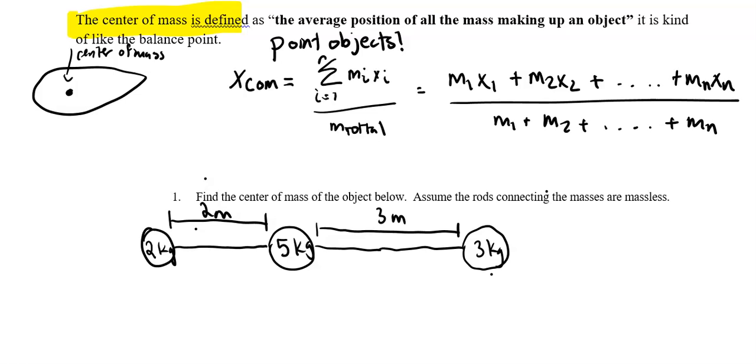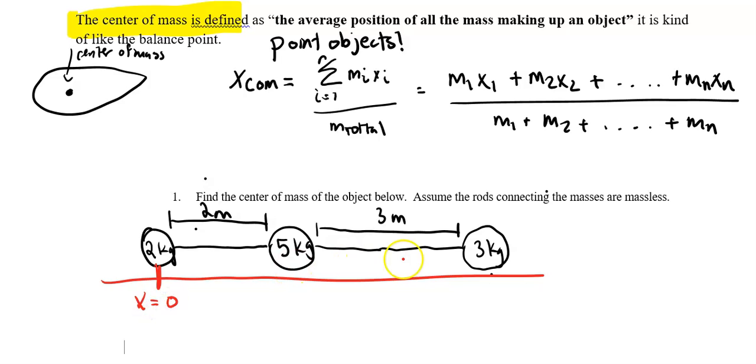The first thing we'll do when we solve center of mass problems is draw our coordinate system. I think of it as having a little ruler underneath. I'm going to say the far left-hand side is x equals 0.